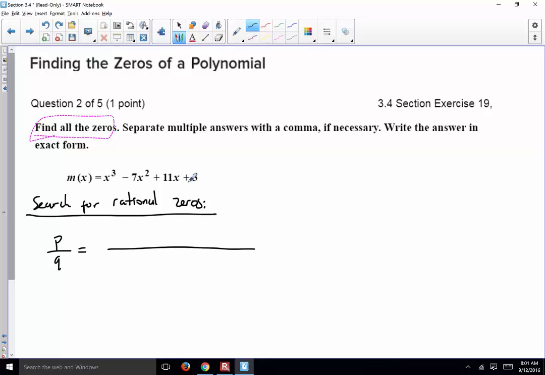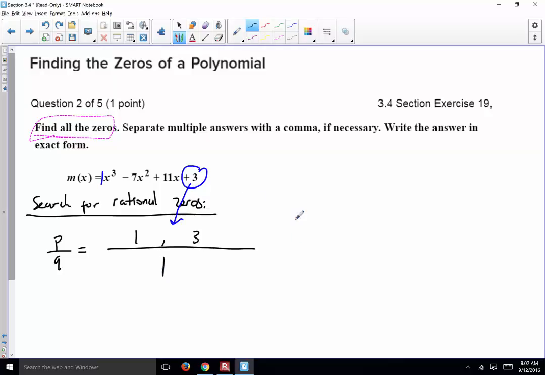So tell me the factors of P, the factors of 3. What are they? 1 and 3 only, right? Plus, minus, no, we don't have to put plus minus here. We can do it afterwards. How about Q? It's just 1. Wow, this is an easy question, isn't it?